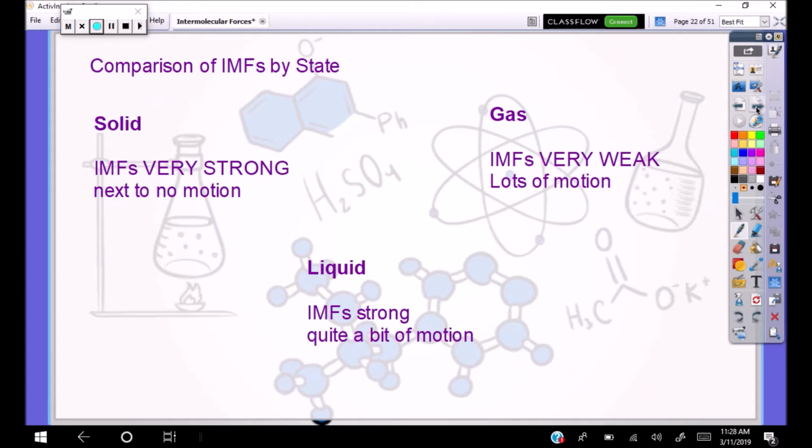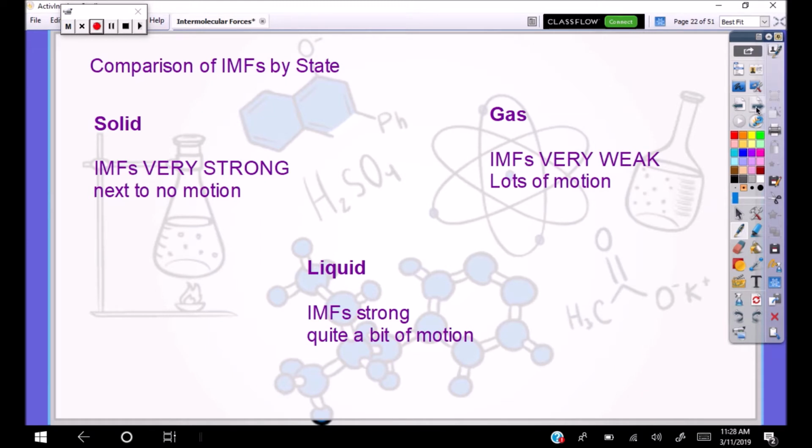When we get to the liquid phase, there's quite a bit more motion. They tend to flow a bit more. The intermolecular forces can still be strong, so they still have some decently high boiling points and melting points, but not as strong as the solid state.